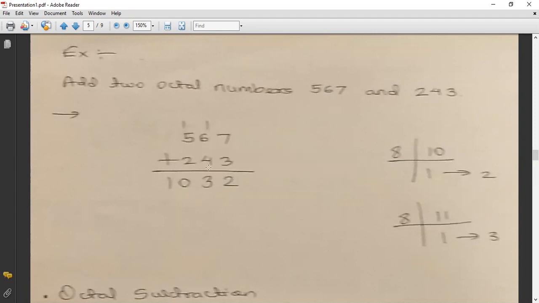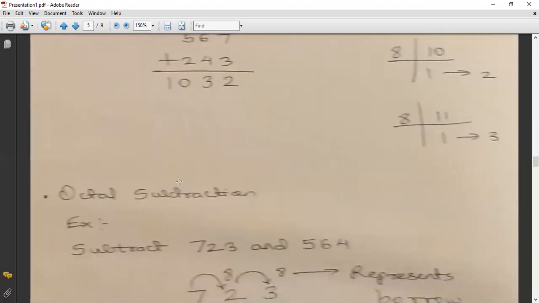Fine. Now 6 plus 4 is 10 and 10 plus 1 is 11. Again 11 will be divided by 8, and we will get 13. So 3 here and 1 carried over. Okay, 5 plus 1 is 6 and 6 plus 2 is 8. Now 8 is greater than 7, right? So 8 divided by 8 is 1 and remainder 0, so here it will be 10. Fine. So the answer for this question is 1032.